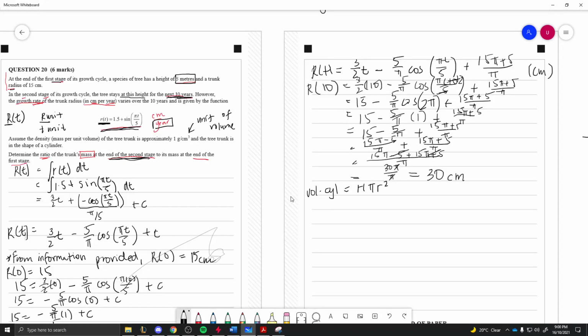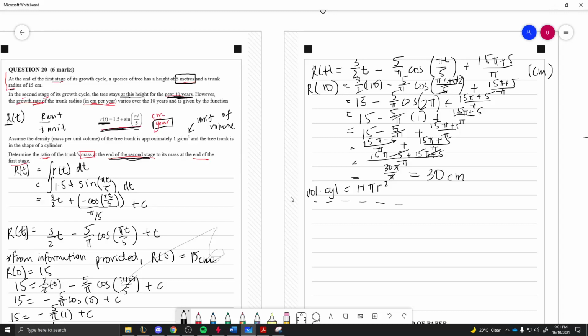So now let's figure out the volumes of the current tree that we're working with after the second cycle and the first one, because that's going to be the way that we find the mass, because the mass is going to be given through this density. It actually says here the tree trunk is in the shape of a cylinder, so that's where that comes from. The density of the tree trunk is approximately 1 gram per centimeter cubed. So this is going to be how we find the mass. We're going to have to find the volume, because this is a unit of volume, remember? And then convert that to mass, because we know the density. So volume of the cylinder equals h pi r squared.